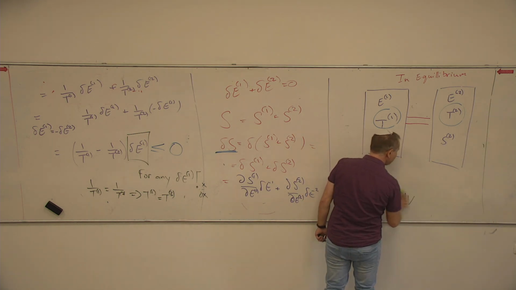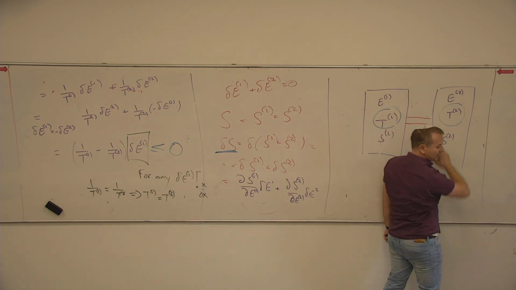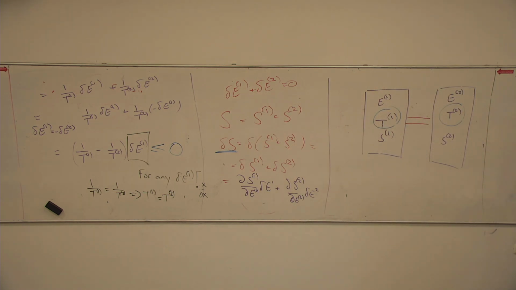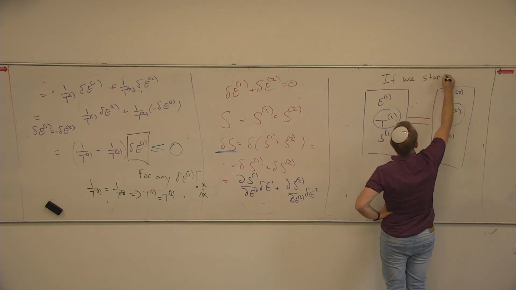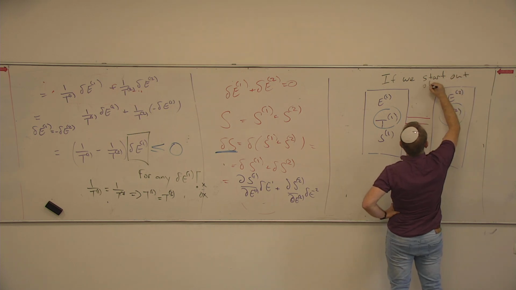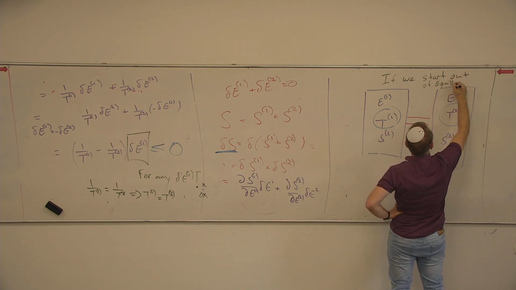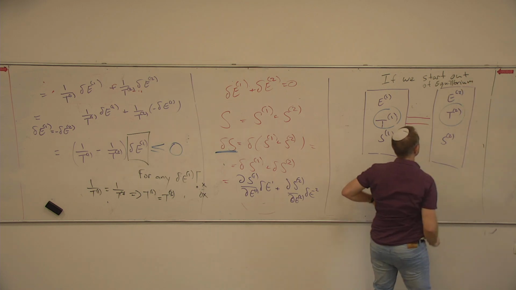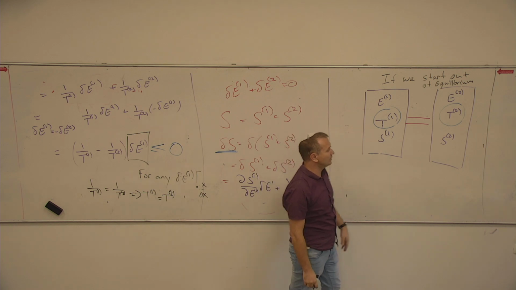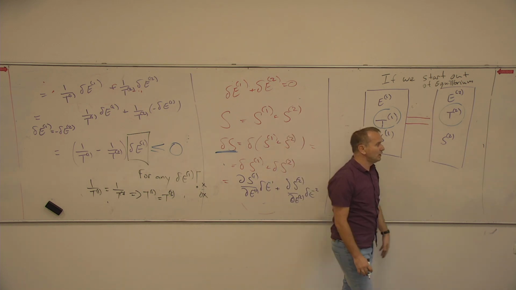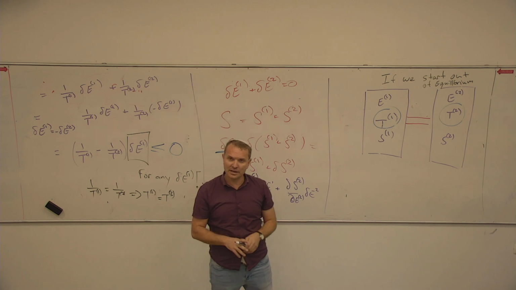Great. So in this example, we started at equilibrium. What will happen if we start out of equilibrium? So I had two systems. One had E1, T1, S1. The other one had E2, T2, S2. I connect them, and I look at what happens.